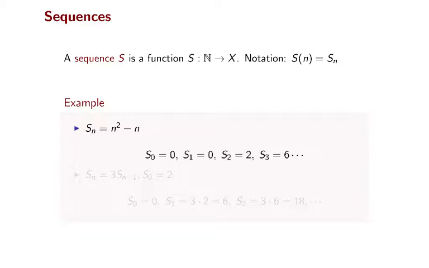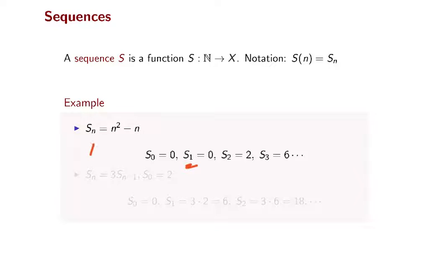So, for instance, let's see this example. Let's see the sequence defined in this way: Sn equals n squared minus n. So, with this formula, we are given the values of this sequence for any value of n. For instance, S0 will be to substitute 0 here and do this operation, right? That will be 0 squared minus 0, which is 0. So the first term of this sequence, S0, is 0.